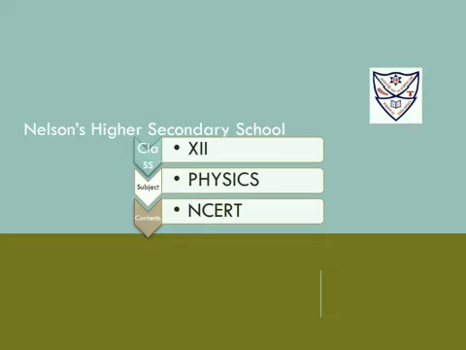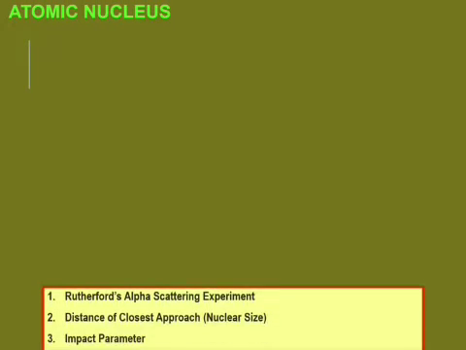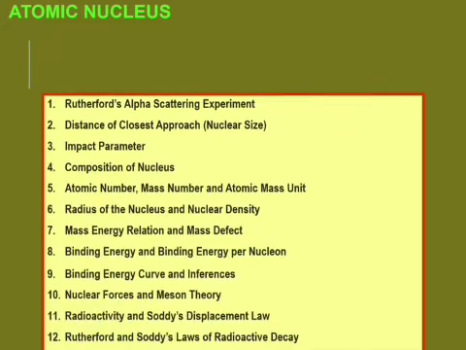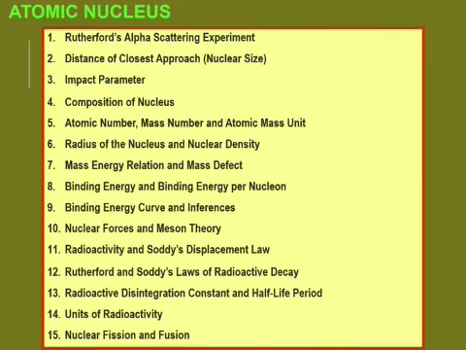Now here, what you are going to learn is the atomic nucleus. In this chapter you are going to learn the Rutherford alpha scattering experiment, the distance of closest approach and nuclear size, impact parameter, composition of the nucleus, atomic number, atomic mass and atomic mass units, with details and information, the radius of the nucleus and nuclear density, what it is and how it works, etc.